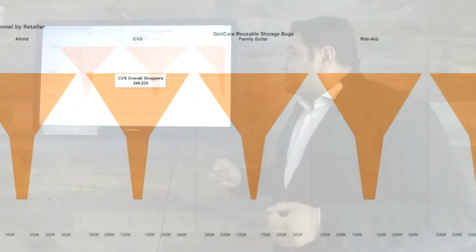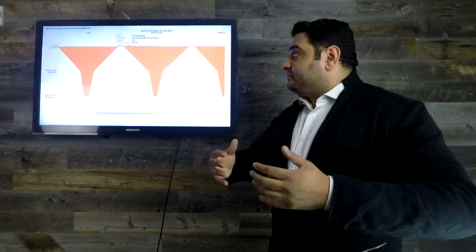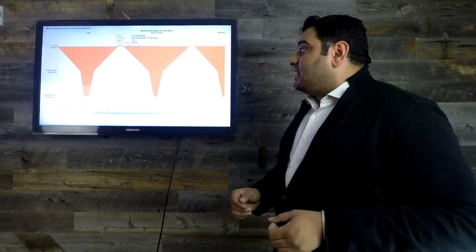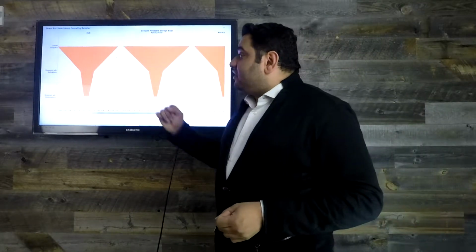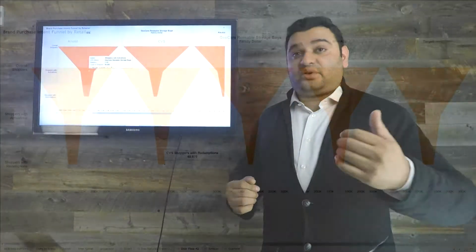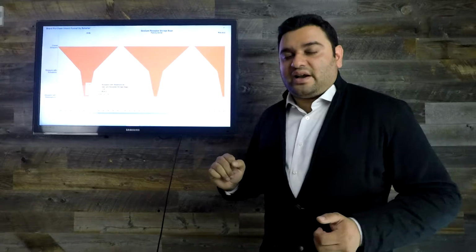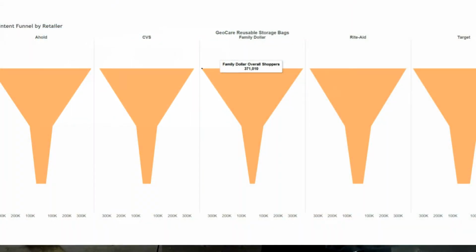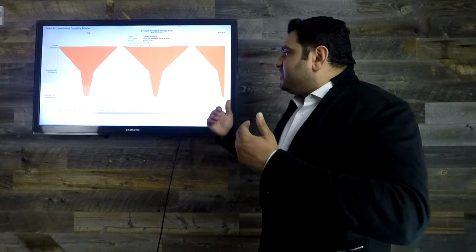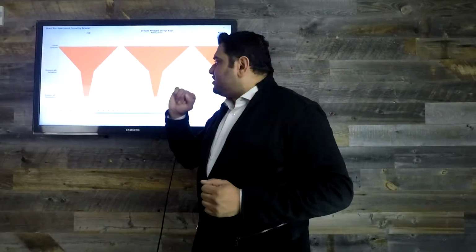So first, you'll see there's about 348,000 shoppers that have viewed an offer for GeoCare reusable storage bags, specifically for a CVS offer. And then we have an understanding of how many of those actually activated, printed or clipped to card. And then we ultimately know how many have redeemed. What's interesting is that across all of these different retailers, when we ran programs, the audience in terms of the number of shoppers that viewed the offer was pretty similar. But where it gets more interesting is as we move down the purchase funnel. So let's take CVS, for example.